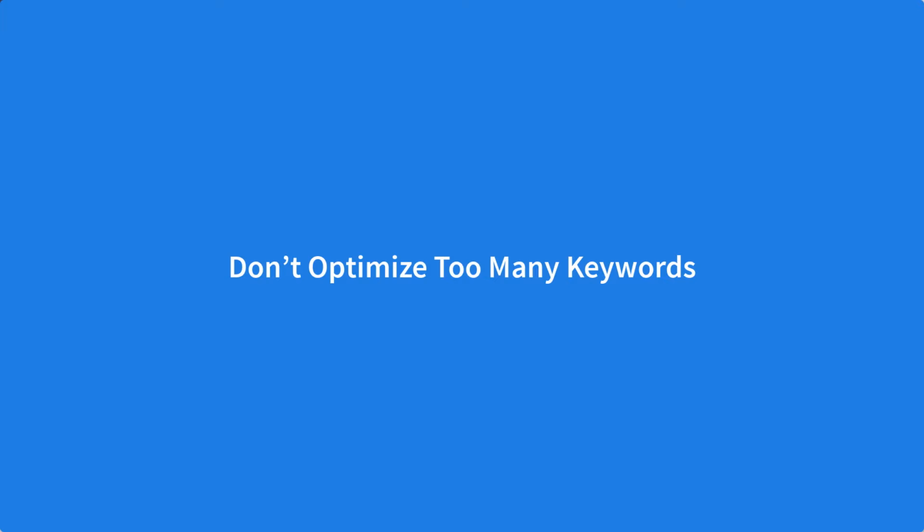Don't optimize too many keywords. First, don't try to optimize several terms on one page. You want to have a primary keyword to focus on. You can have secondary keywords, but they should be natural variants or related to the primary. To find out more about secondary keywords and the ideal number of keywords, you can view the guide on how many SEO keywords to use.